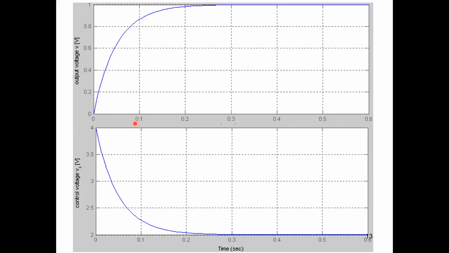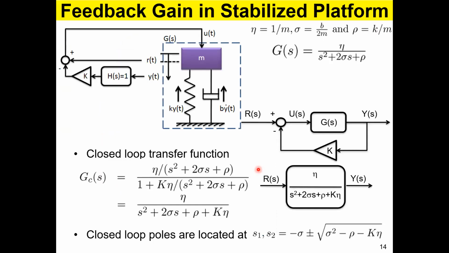So this is the result. You can see the output voltage goes like that and settles over here, and it is exactly 1. The input is 1, the output is also 1. That is why it is called unity DC gain. And when you do that, the control voltage starts at 4 volts and gradually settles at 2 volts. So I think we are done. We designed the system to satisfy the requirements, time constant and DC gain. Any questions?